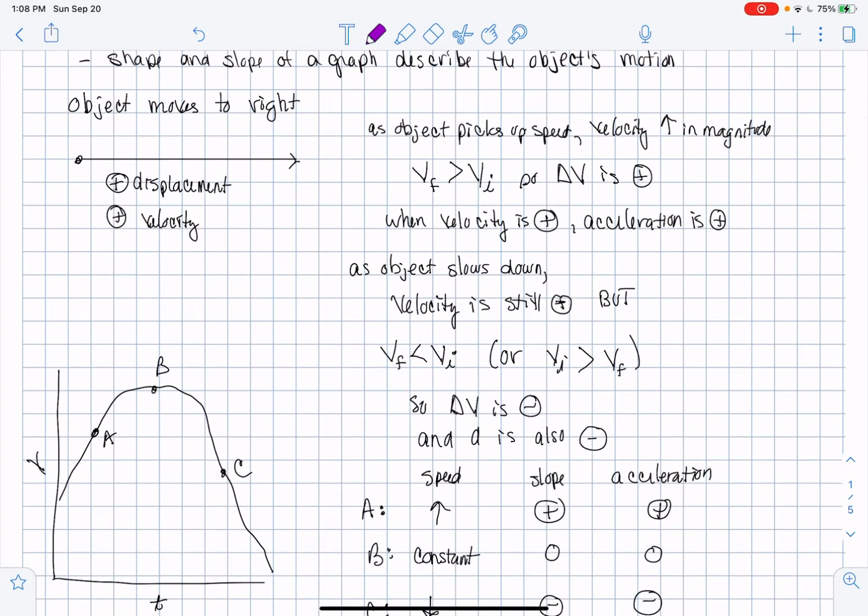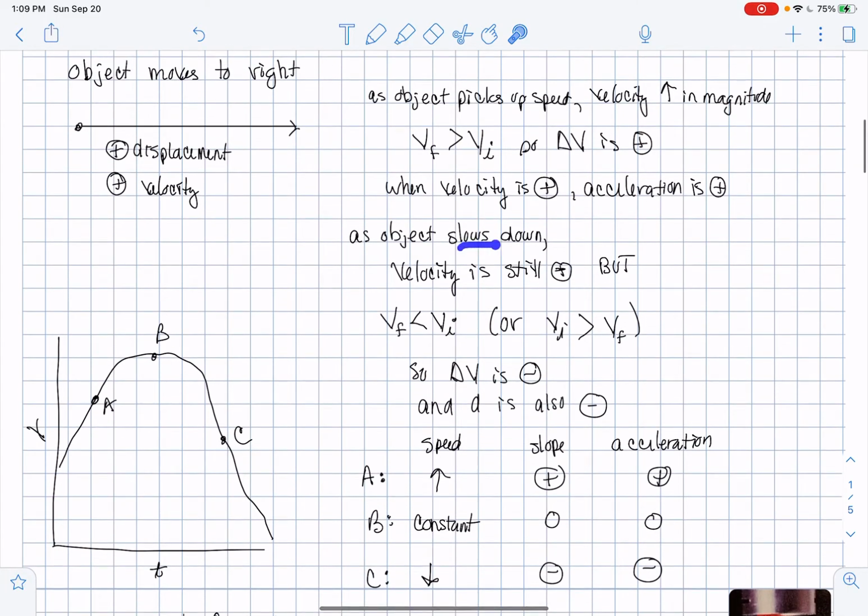If the object is moving to the right, you have a positive displacement and a positive velocity. As that object would pick up speed, the velocity will increase in magnitude, and VF will be greater than VI. Delta V is positive. And since that velocity is positive, the acceleration is also positive. As that object would slow down, the velocity is still positive, but VF is less than VI, or VI is greater than VF. So delta V is negative. Acceleration will also be negative.